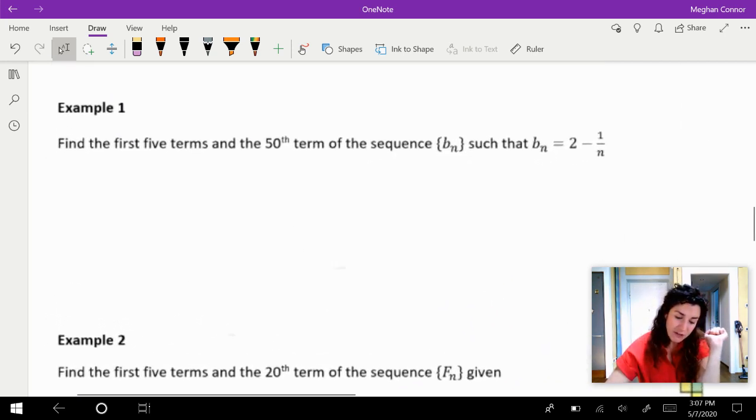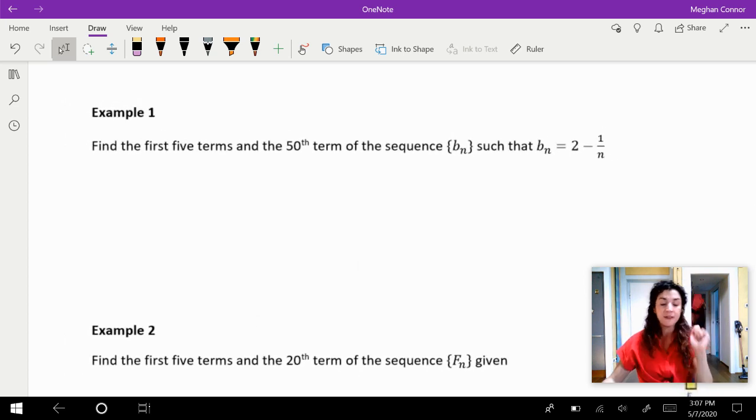We're told to find the first 5 terms and the 50th term of the sequence. Here it says b sub n. So instead of x, it's b. It still means the same thing. B sub 1 is the first term. B sub 2 is the second term. And here we're given an explicit formula, so it's easy to find all of those things.